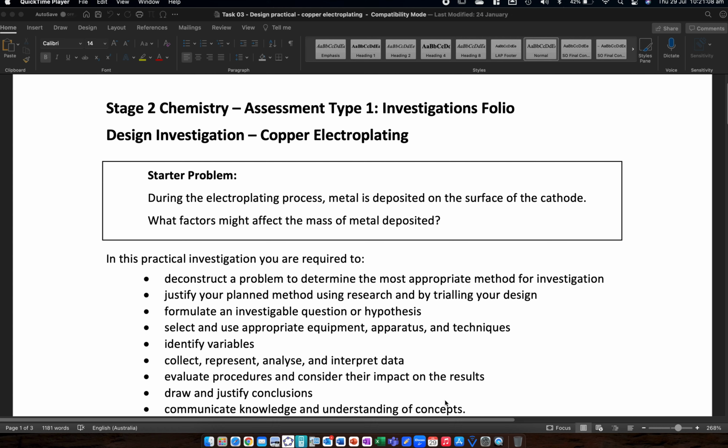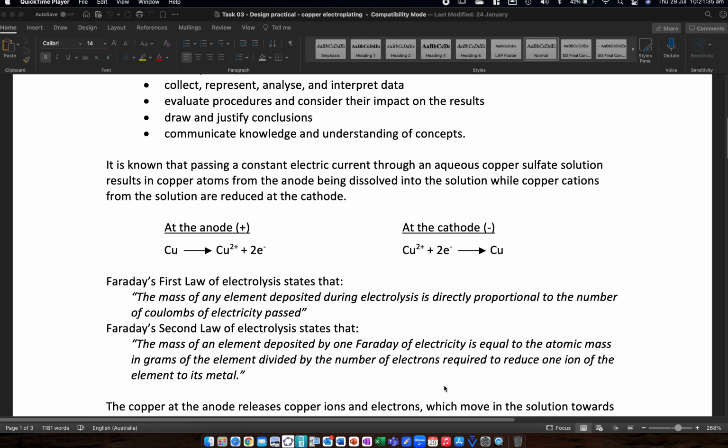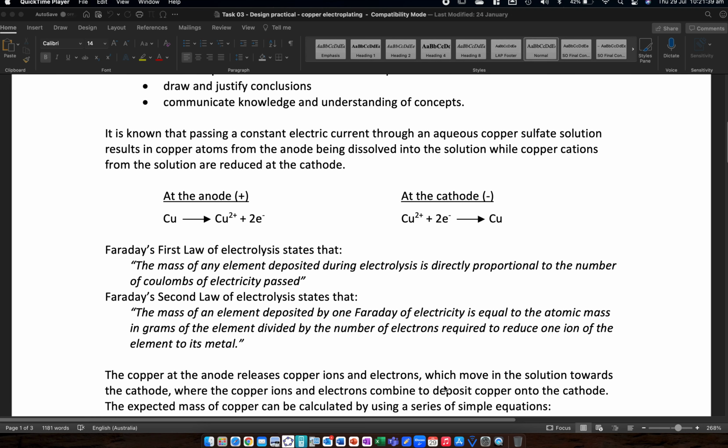So the question, I suppose, is saying what factors might affect how much metal is going to be deposited. You first have to deconstruct that idea, but to do that, you really need to think about what the actual process is going to be. What are we doing here? How do we make that work? I don't think there's a diagram here, but I'll do it on the iPad in a second.